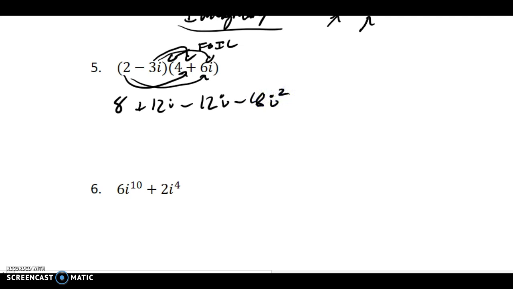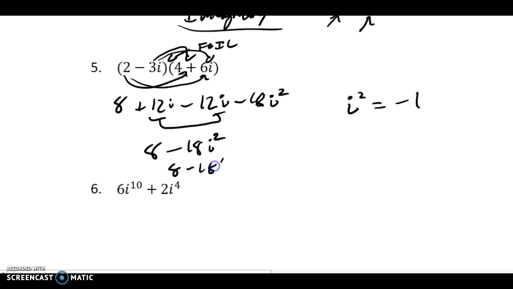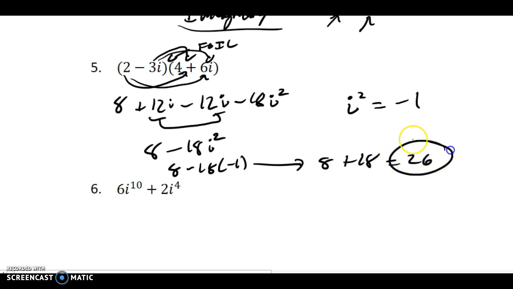What I always do is I always put the like terms in the middle. We get lucky this time, so that's 0. Not always 0. And then we have this i squared. i squared is equal to negative 1. So whenever we see an i squared, we put a negative 1. So we're going to get 8 minus 18 times negative 1, which turns into plus 18, which is 26.